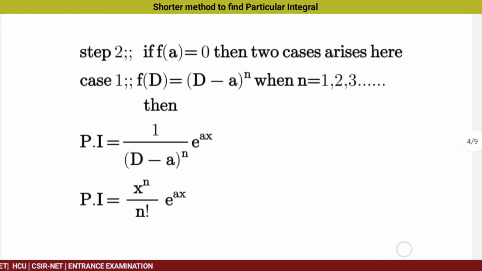What is step 2? If f(a) equals 0, then two cases arise here. So what is case 1?